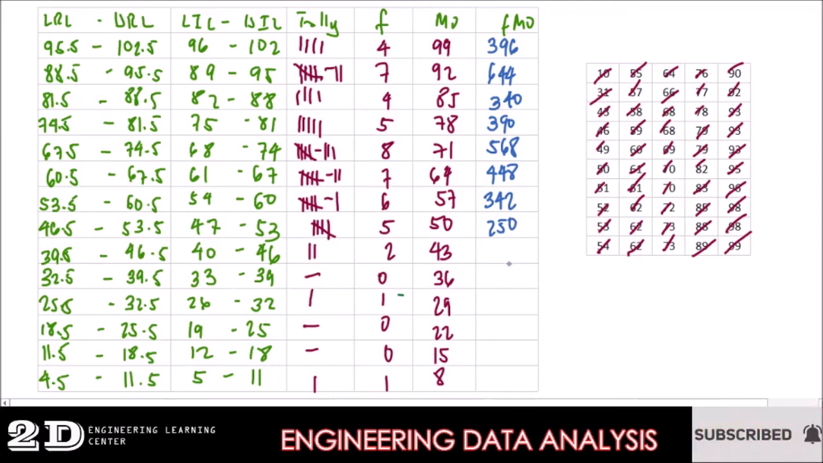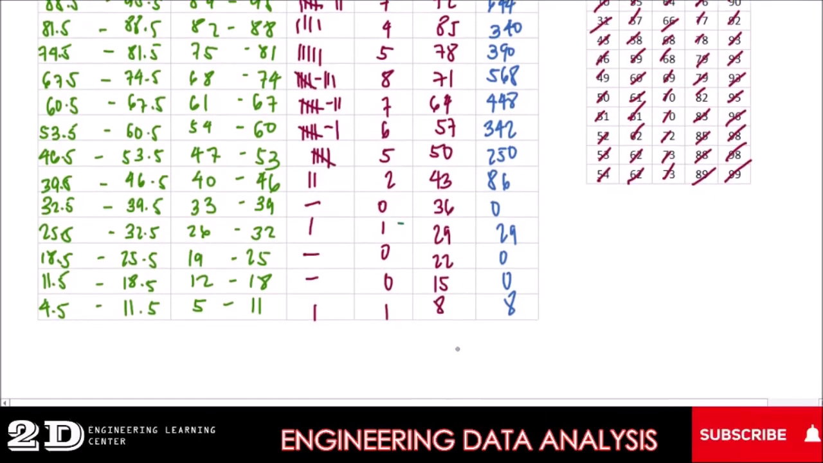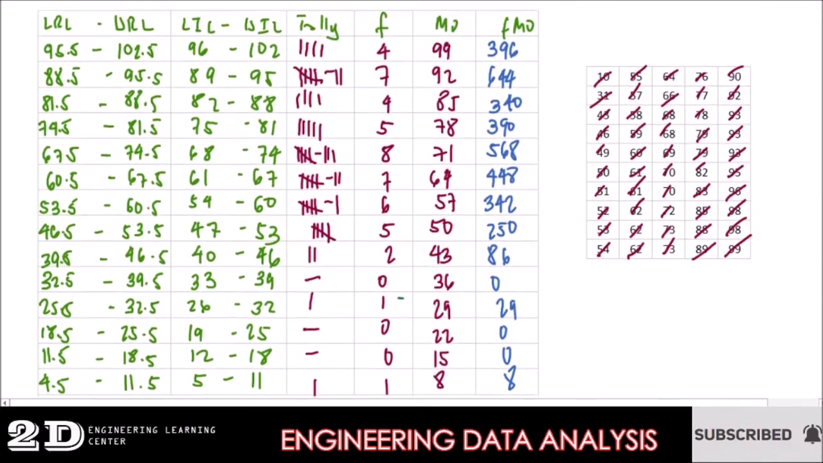We have 43 times 2, so this is 86. And you have 0 times 36, that will be 0. 1 times 29, that is 29. 22 times 0, 0. 15 times 0, that will be 0. And 1 times 8, that will be 8. Then you will get their sum, the summation of frequency times the midpoint.